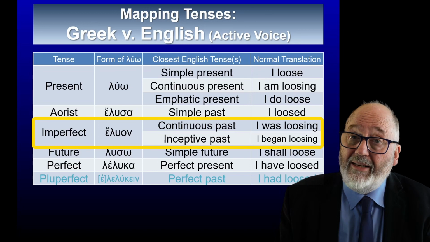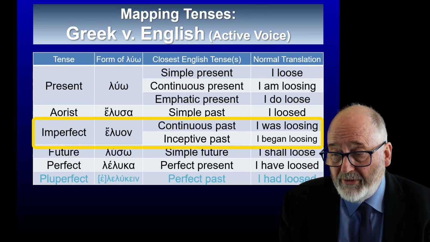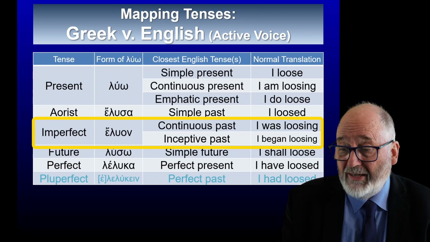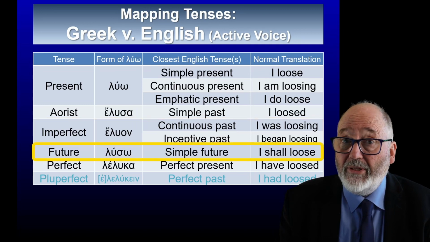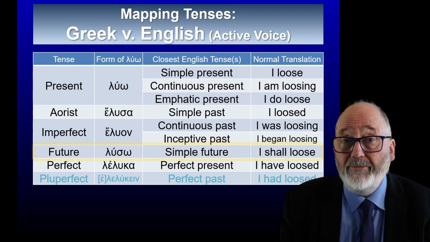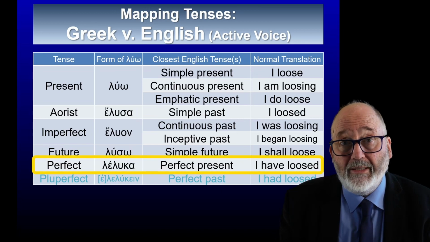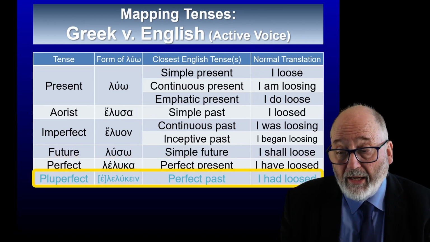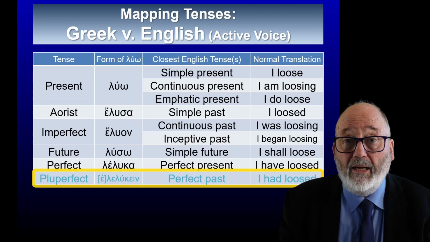Again, one is from the tenses that we've been listing that occur in English: the continuous past, I was loosing. The inceptive past wasn't on that list either. It's just a way of saying you can also translate luon as I began loosing. The future tense luso corresponds most closely to the English simple future, I will loose. And the perfect tense leluka corresponds to the perfect present in English, I have loosed. And the pluperfect elelukein corresponds to the perfect past in English and is translated I had loosed.